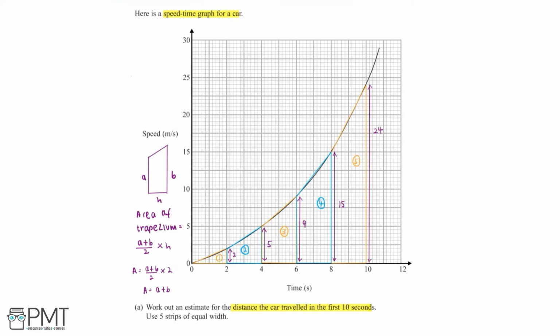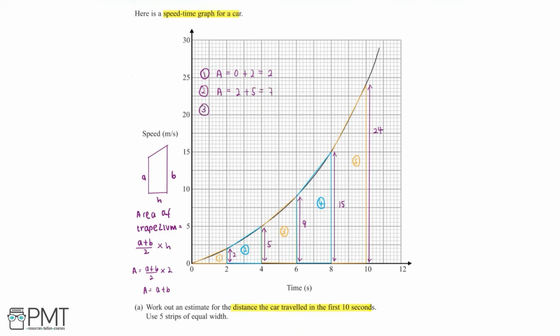Now let's work out the area of each individual trapezium. We'll start with trapezium 1. For trapezium 1, a is equal to 0 and b is equal to 2. So the area of trapezium 1 is equal to 0 plus 2, which is equal to 2. Now moving on to trapezium 2, a is equal to 2 and b is equal to 5. And so the area of trapezium 2 is 2 plus 5, which is equal to 7.